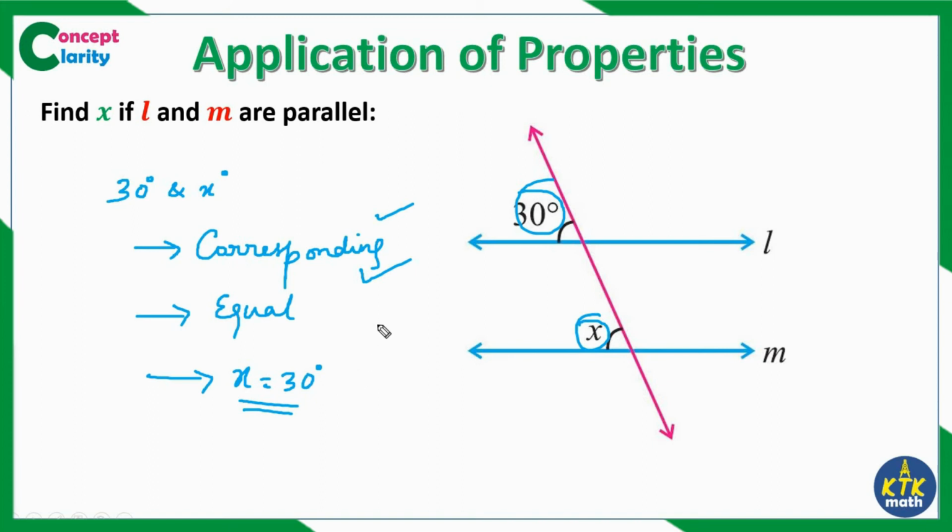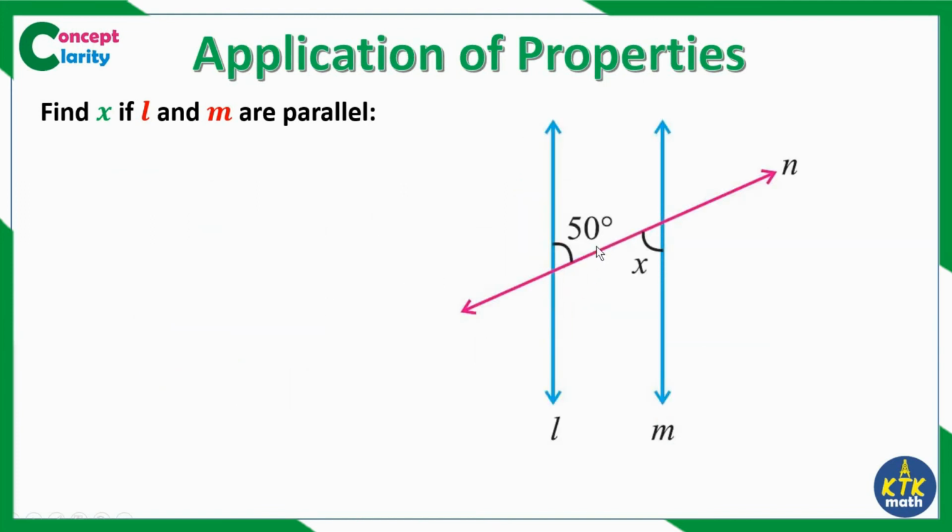Okay, that is what we have learned in the previous slide. The first property is corresponding angles are equal, the second property is alternate angles are equal, and the third property, we are going to say, is supplementary, which is 180.